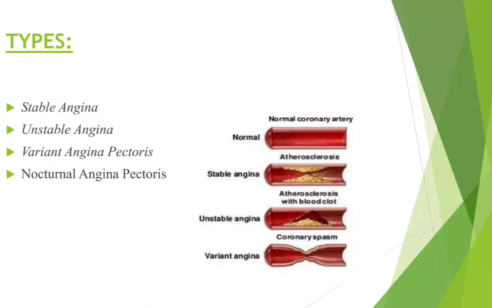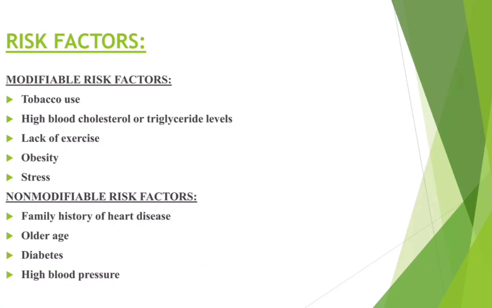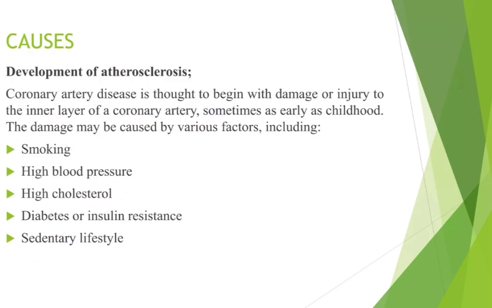Now we have four types of angina: stable, unstable, variant angina, and nocturnal angina pectoris. What are the risk factors? There are modifiable and non-modifiable risk factors. Non-modifiable ones are older age, diabetes, blood pressure, and family history. Modifiable ones are tobacco use and high blood cholesterol, which can be modified. Lack of exercise, obesity, and stress are also factors which can be modified.